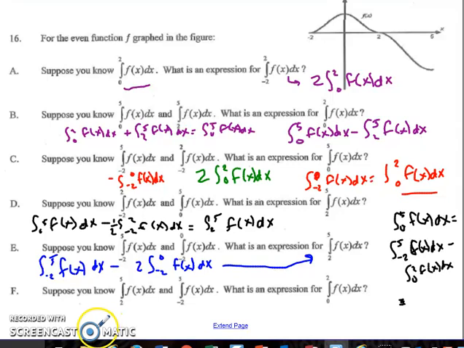And now finally, last, suppose we know the integral from 2 to 5 and the integral from -2 to 5. What is the expression for the integral from 0 to 2? Well, I want to do that in reverse. I want to take the integral from -2 to 5 and subtract off the integral from 2 to 5.